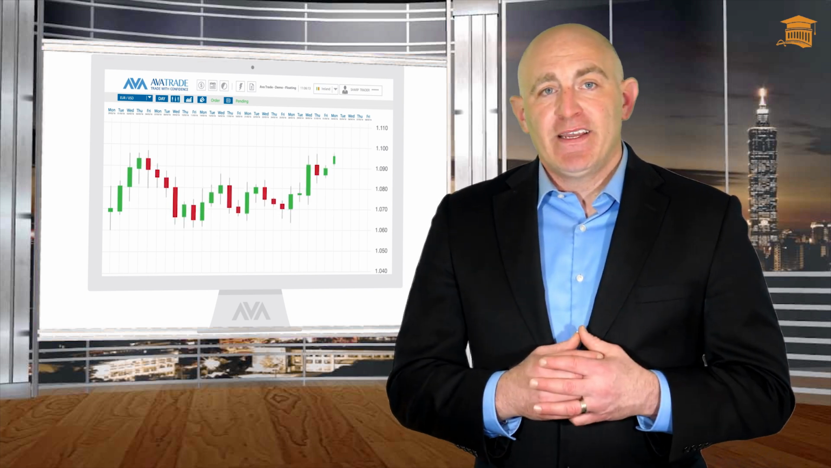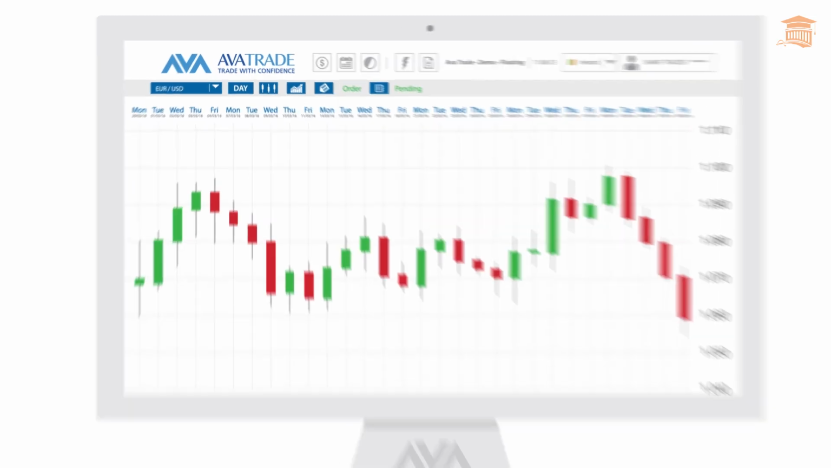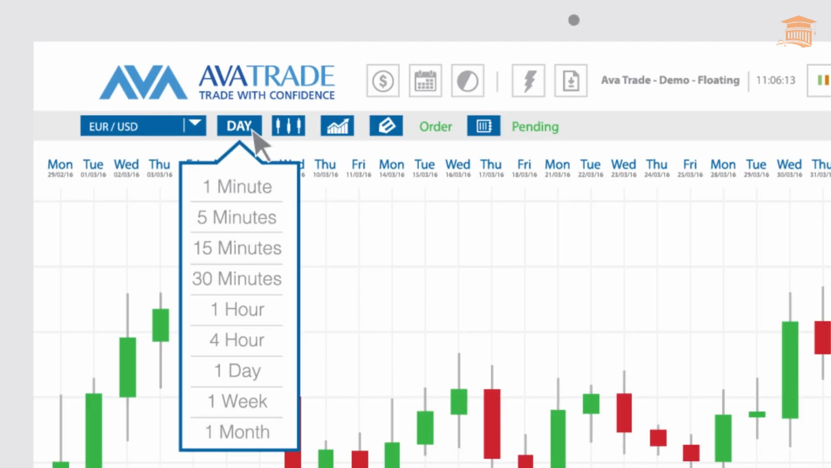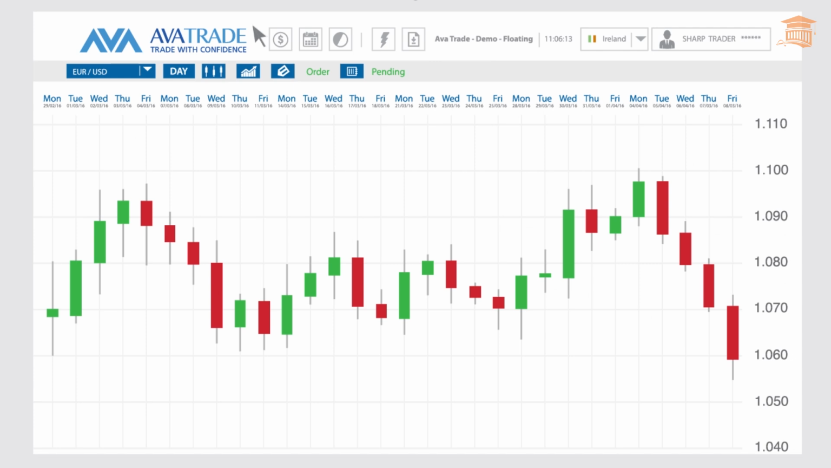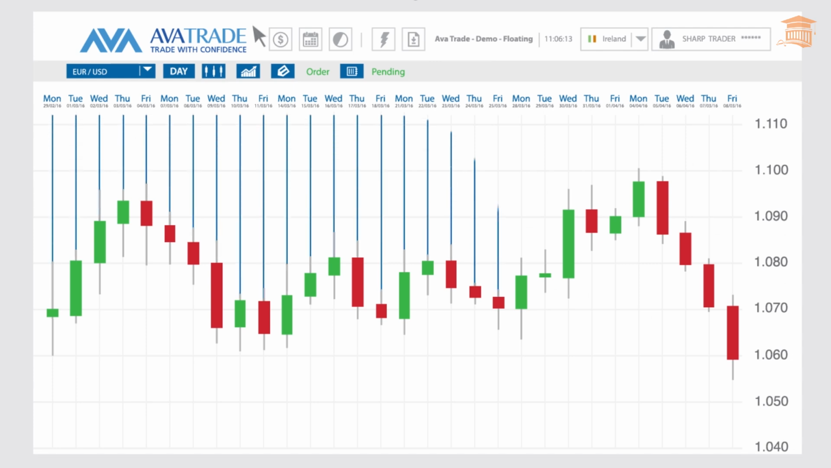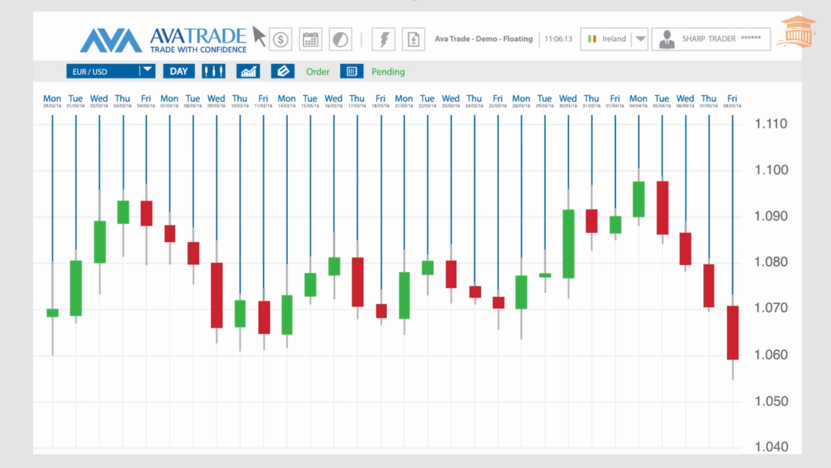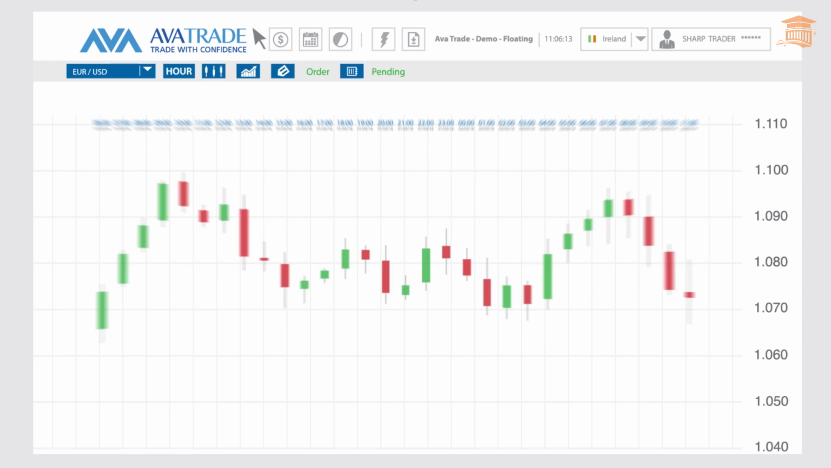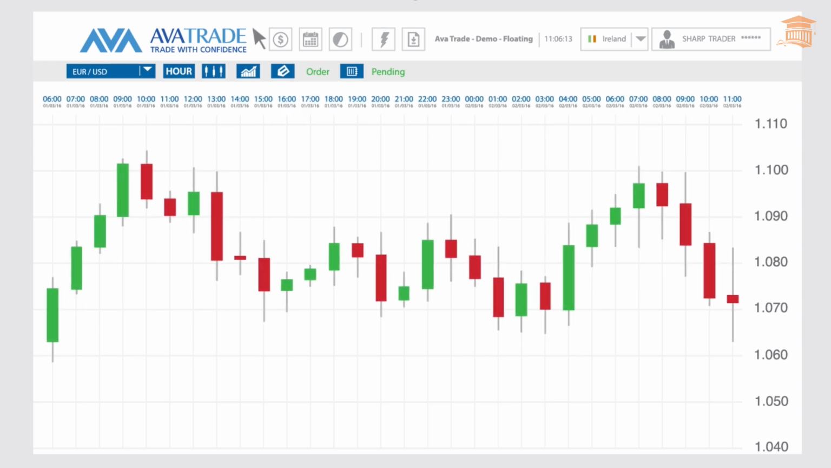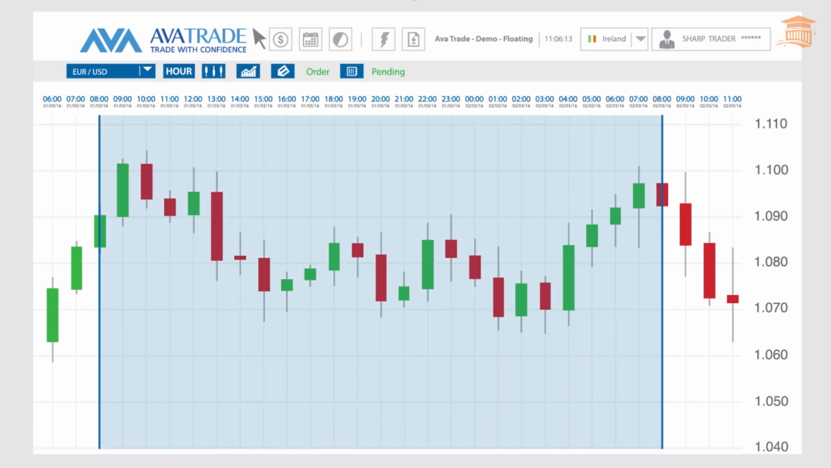Now, the next thing to consider is the chart's time frame. At the top left, here we see our options, from minutes, hours, and weeks to months. Each individual candlestick will represent the time frame selected. So here, each candlestick now represents one day or 24 hours of trading. If we change the chart to a 1-hour chart, each candlestick now represents 1 hour of trading activity. Now, 24 candlesticks represents just one candlestick on our previous one-day chart.